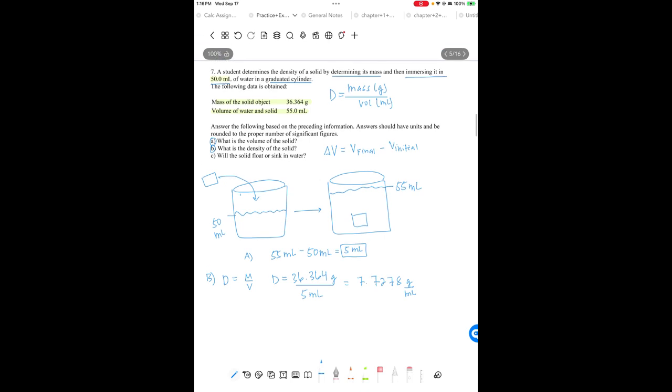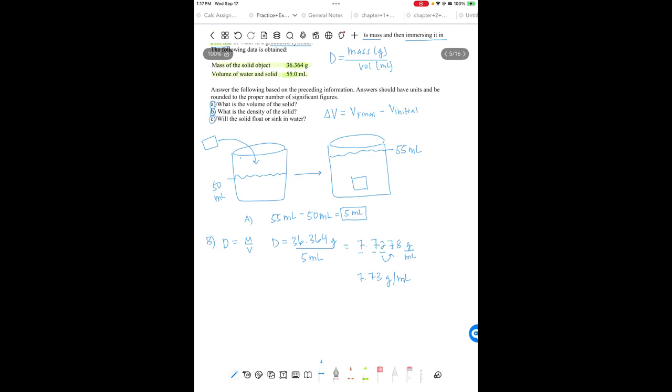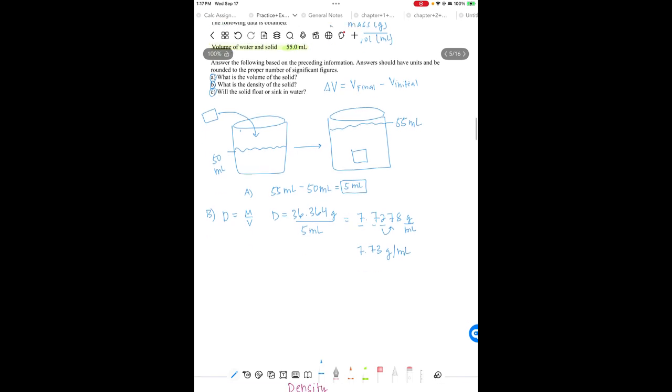So in our problem, I'm going to highlight, we have 5 significant figures, we have 5, and we have 3. So our fewest digits in the problem are 3 significant figures. So we'll look at the 3 we need. We'll look at one more. And we know we need to raise the 2 to a 3 because of that 7. So we have 7.73 grams per milliliter. And then the last question, C, says, will the solid float or sink in water?